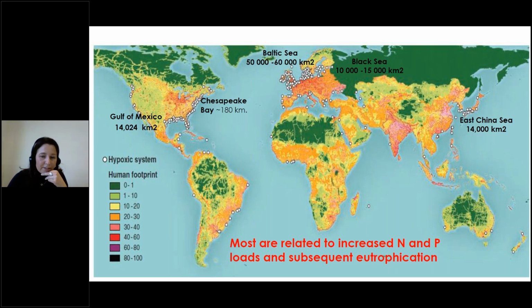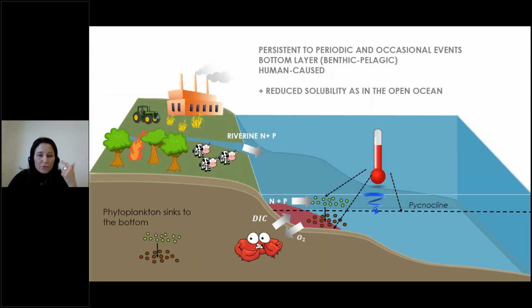And this is due to the fact that since 1950, we are able to synthesize fixed nitrogen, reactive nitrogen, which is nitrate and ammonium. And due to the fact that we are able to produce this reactive nitrogen industrially, we have an explosion of the use of fertilizer in agriculture, which increased considerably the amount of nitrate and ammonium brought to the coastal zone. This leads to eutrophication.